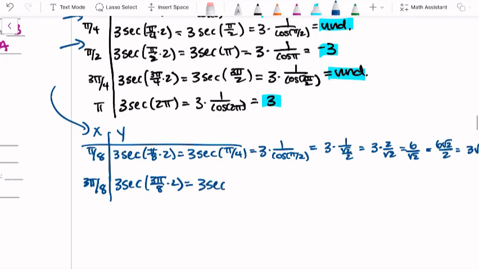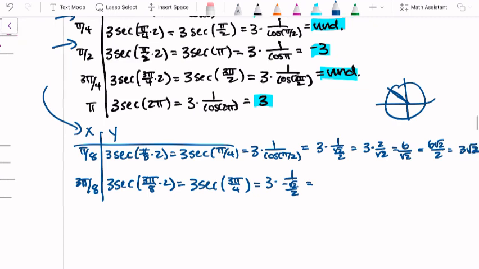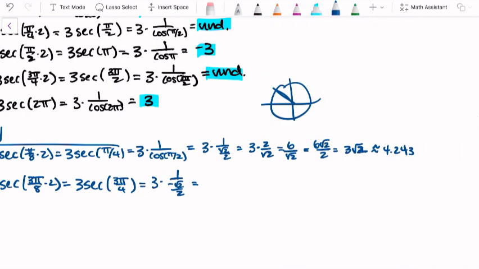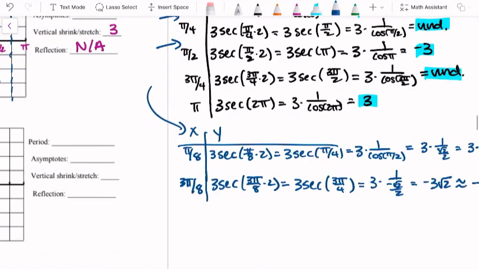3 secant of 3 pi over 4. Okay, if I'm thinking unit circle, 3 pi over 4 is over here. So that's going to be negative square root of 2 over 2. So yep, I have the same thing, just the negative version here. So this is going to be negative 3 square root of 2, which is approximately negative 4.243. So I can graph that point.